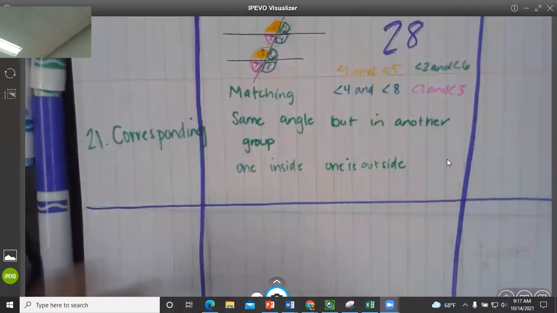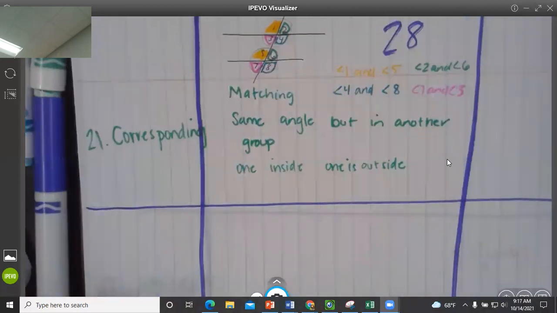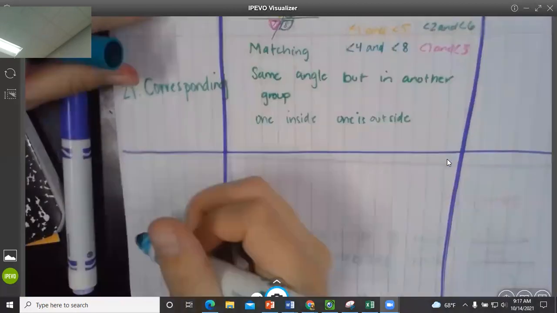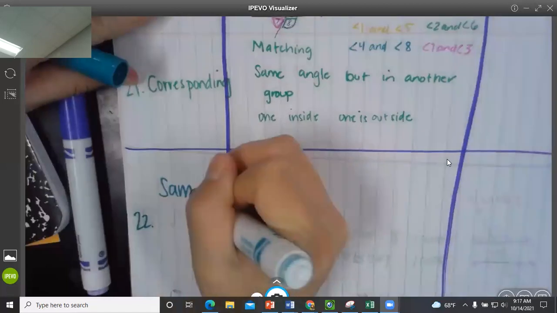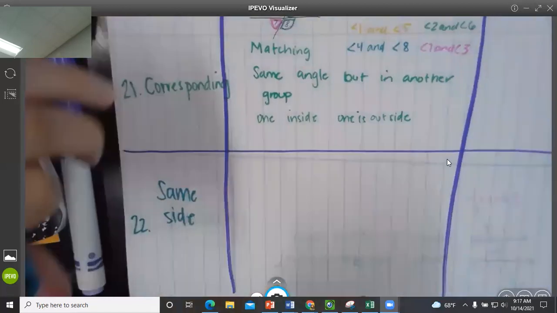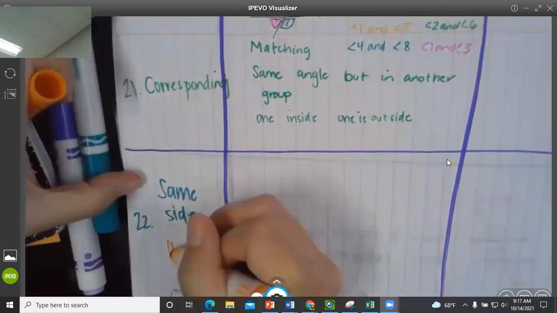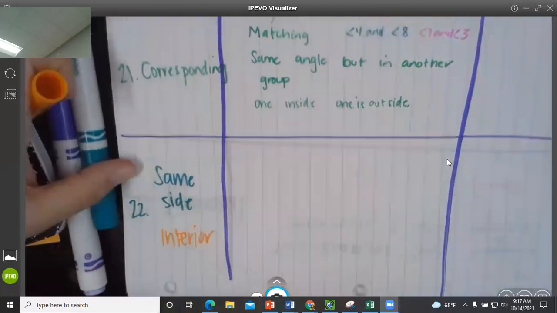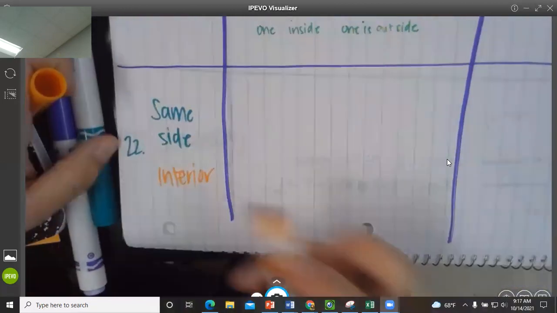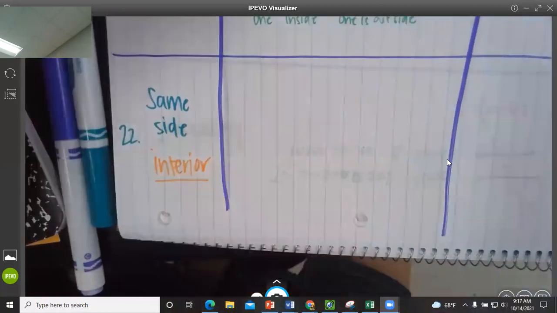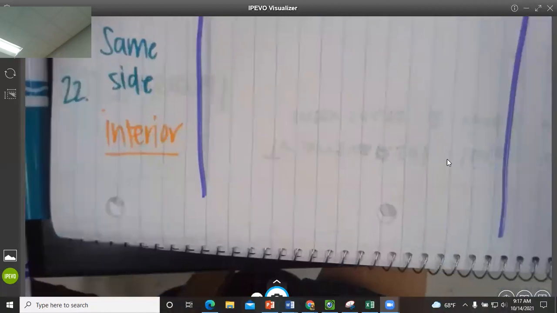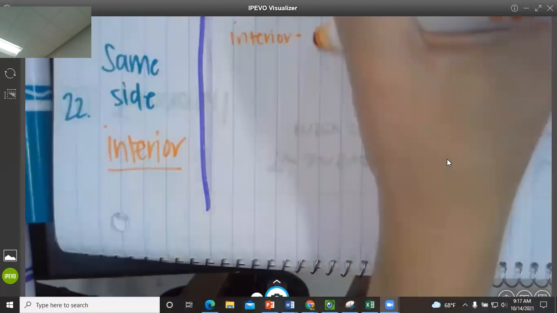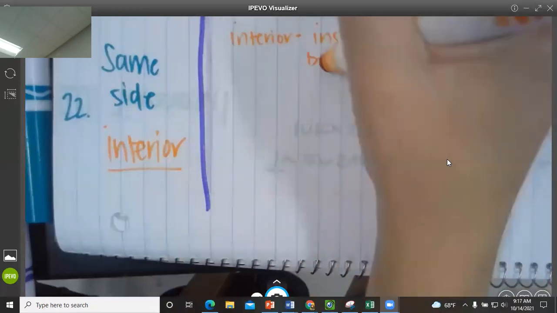All right, number 22 is same side interior. Same side, interior. So interior means that they're both inside. Interior is inside, it's between the two lines.